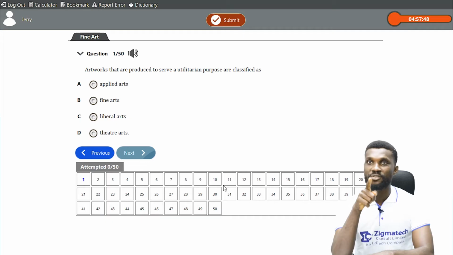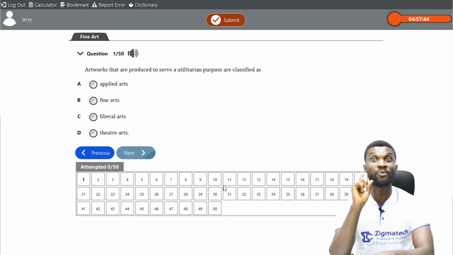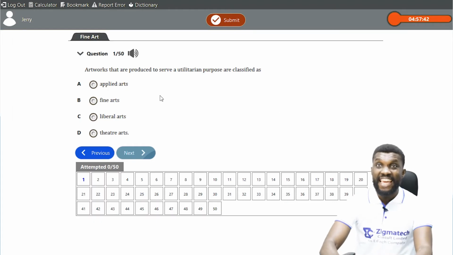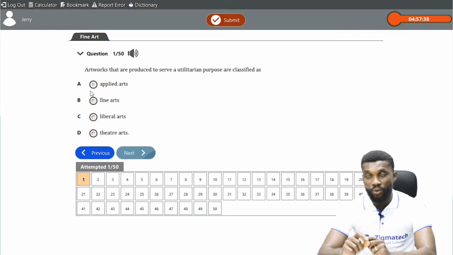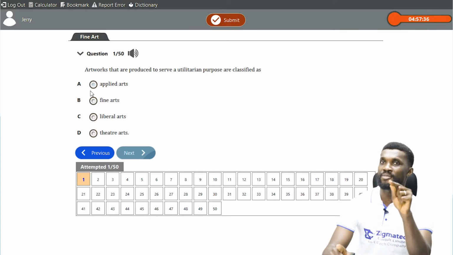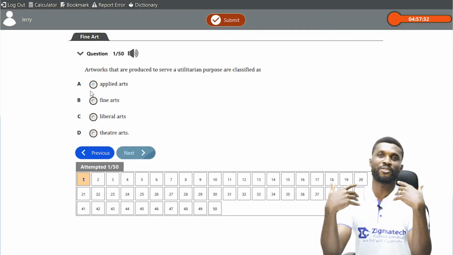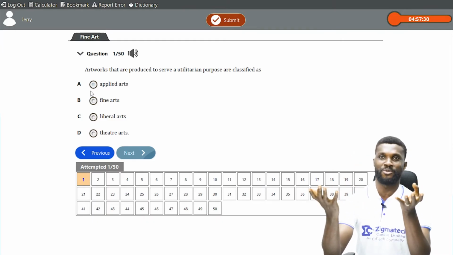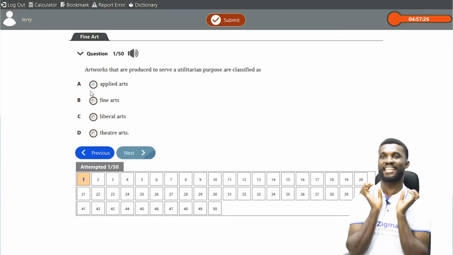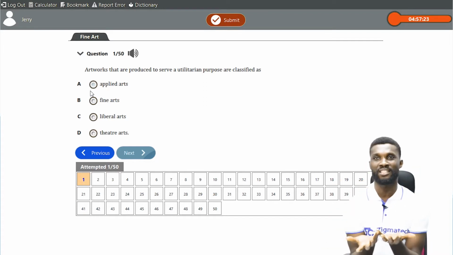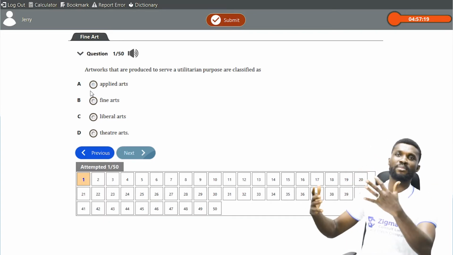Now, you see the applied art, fine art, liberal art, and theater art. The answer there now is applied art, which is A. You can't say it's fine art because fine art is for pleasure. It does not solve any problem. It's for beauty, just like you want to wear an earring to enhance your beauty. It's not necessary. It doesn't really solve any problem. You use them to adorn your house.